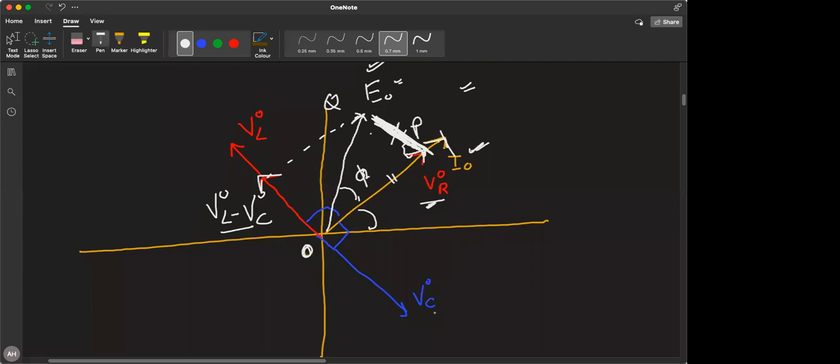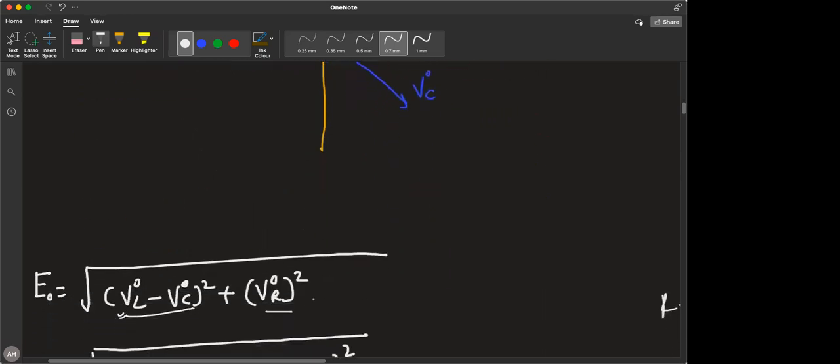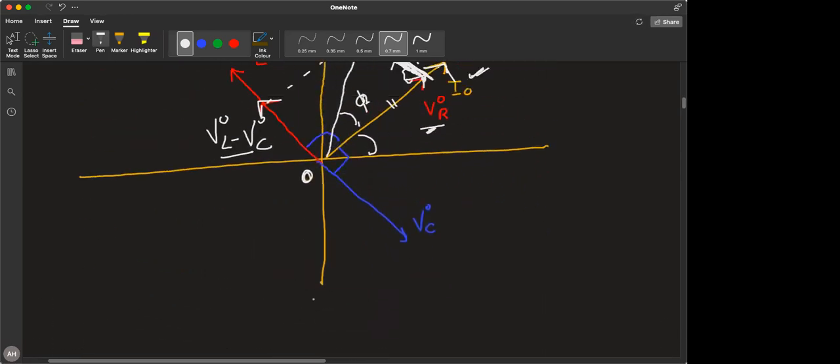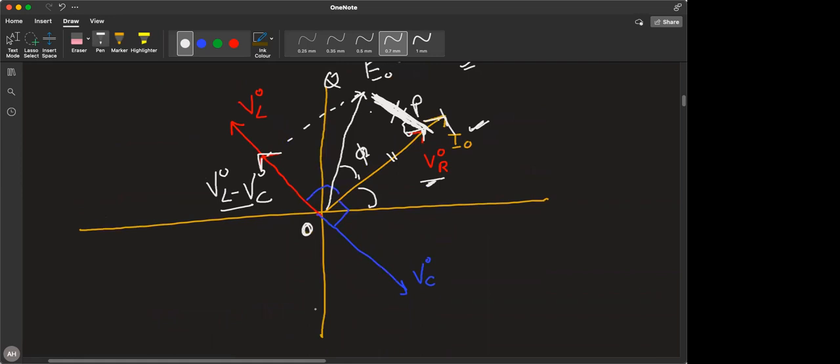The tough way of doing this is to write equations. For voltage, write V naught L sine omega t minus pi by 2, V naught C sine omega t plus pi by 2, and then add them up using trigonometry. You will end up with this expression only. So instead of taking that approach, which is very lengthy, we take the shortcut approach.